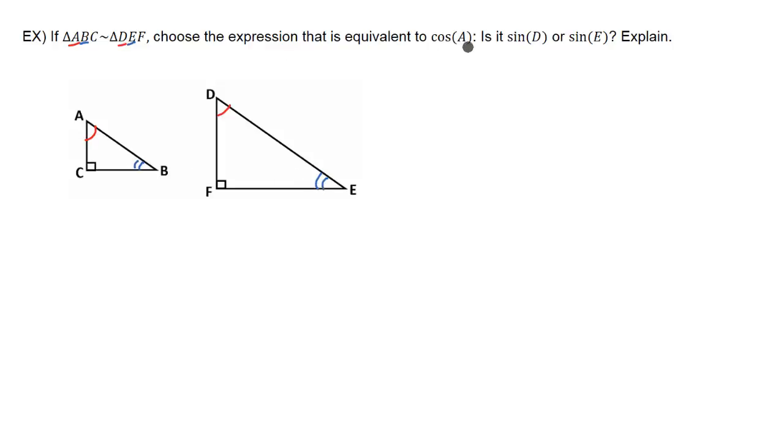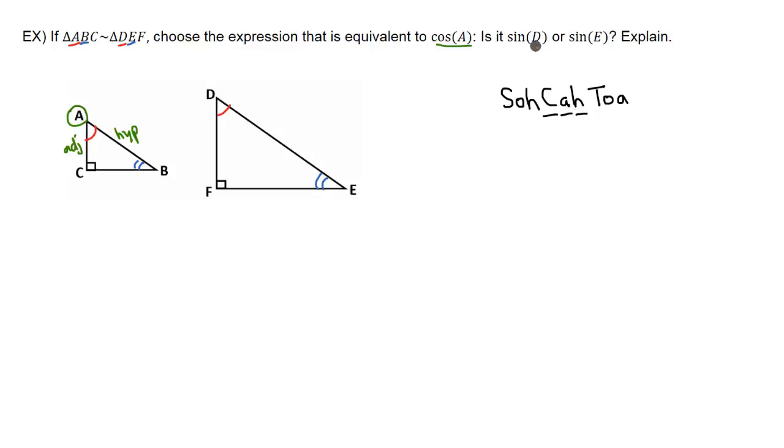Now if we're going to find the value of cosine of A, we're going to use this angle right here, A, and cosine is the adjacent side, which is this side right here, and it's going to be divided by the hypotenuse. Remember, we always refer to SOHCAHTOA. So the C is representing cosine, and then you've got adjacent divided by hypotenuse.